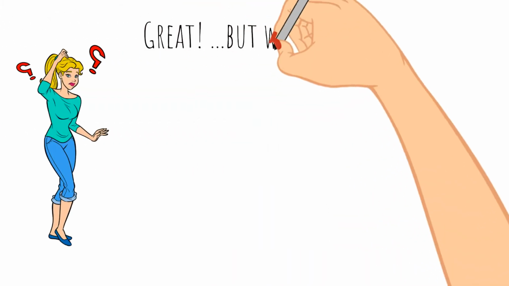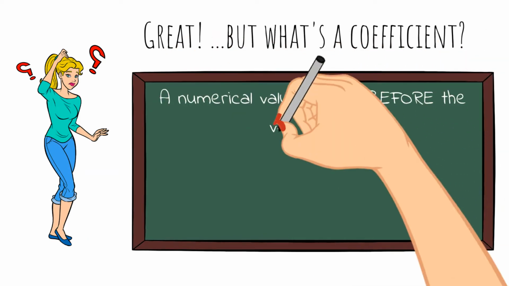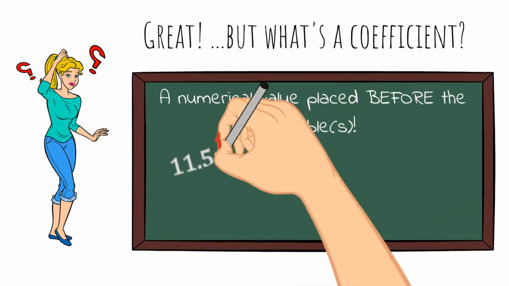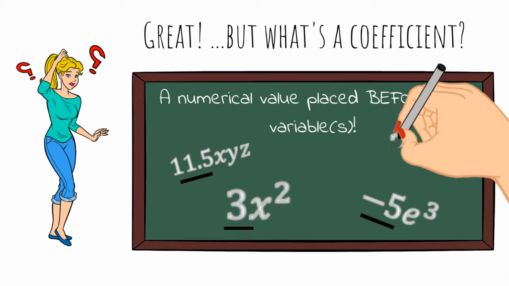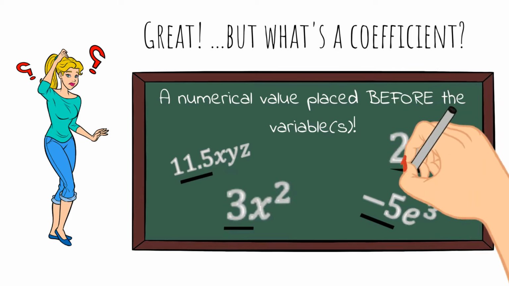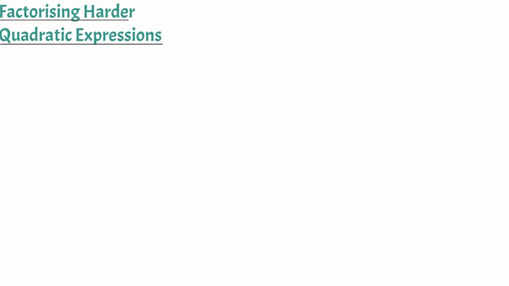I know what some of you might be thinking. A coefficient is a numerical value placed before the variable or variables. So in 11.5xyz, it's the 11.5. In minus 5e cubed, it's the minus 5. In 3x squared, it's the 3. In 2 pi r, it's the 2 pi. And in x, it's the 1, although the 1 is invisible. So now we've cleared that one up, let's have a look at how to do this.